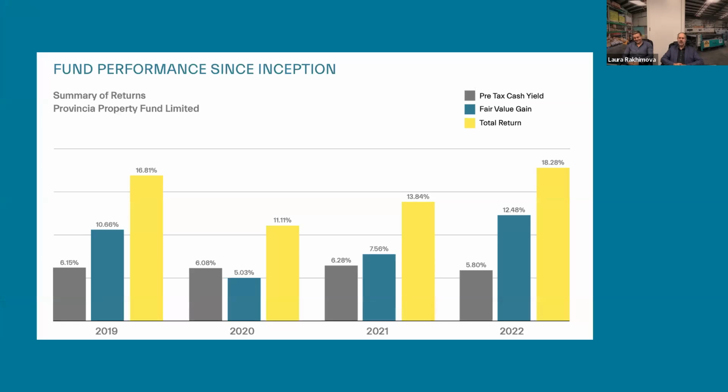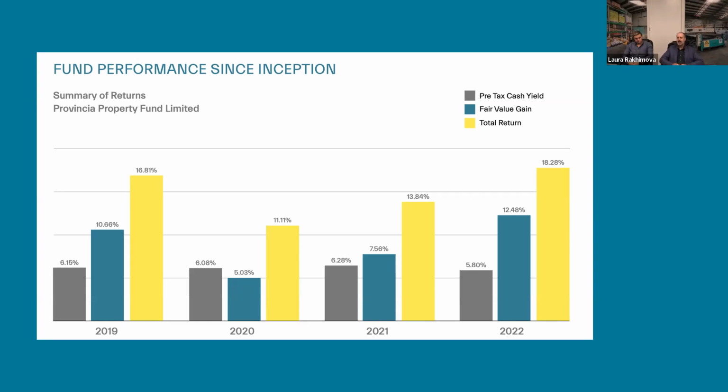Okay, so just a little bit about our performance over the last 4 years. We'll just go to the total return, which is the pre-tax cash return plus the fair value gain, which is a gain in the value of the properties less the liabilities. So 2019, the total return was just over 16%. 2020, just over 11%. 2021, just over 13%, and 2022, just over 18%.